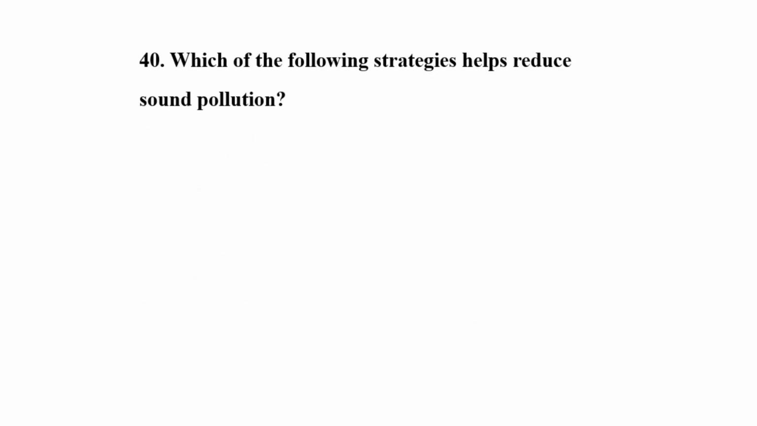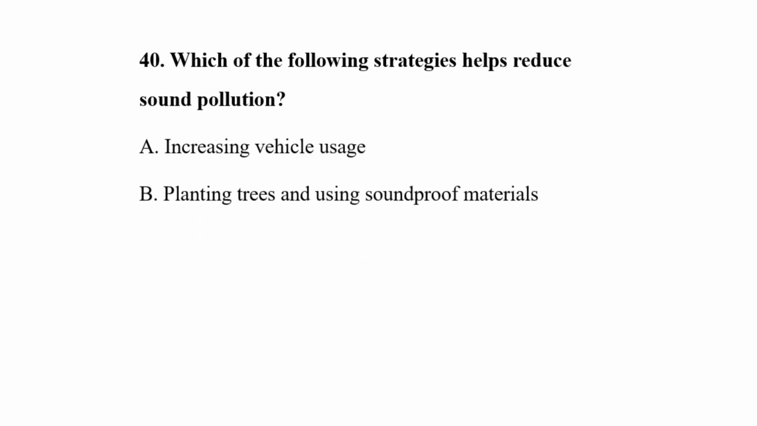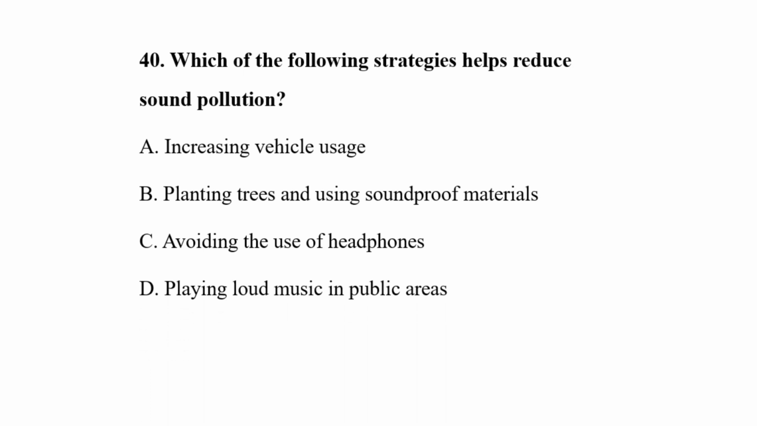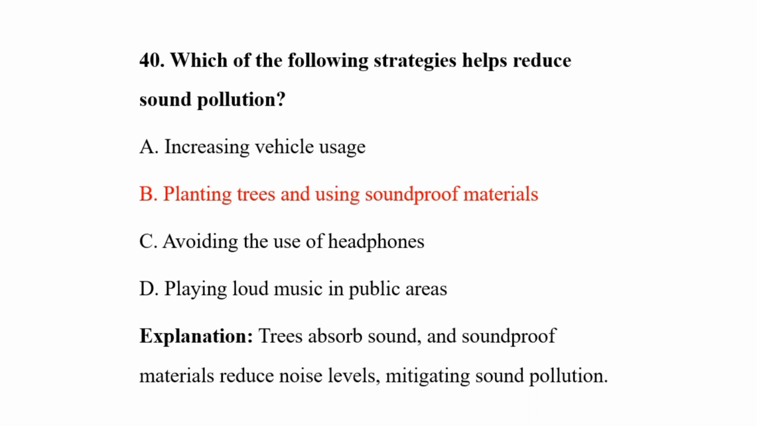Question number 40. Which of the following strategies helps reduce sound pollution? A. Increasing vehicle usage. B. Planting trees and use soundproof materials. C. Avoiding the use of headphones. D. Playing loud music in public areas. The answer is planting trees and using soundproof materials. Trees absorb sound, and soundproof materials reduce noise levels, mitigating sound pollution.